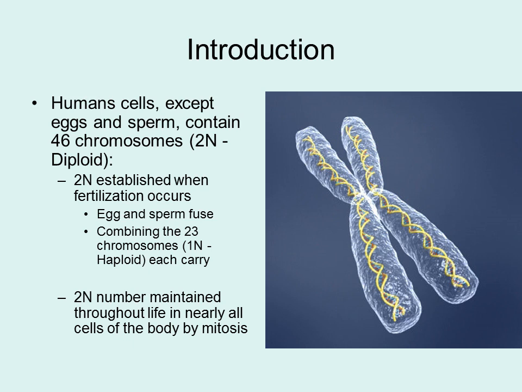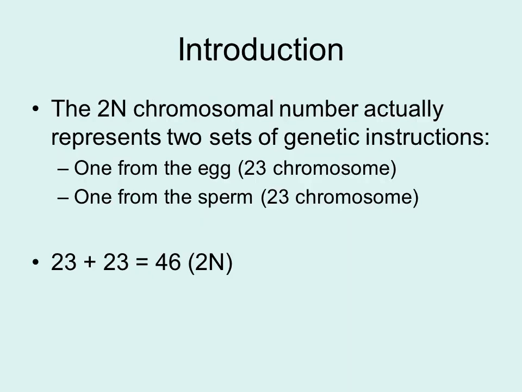When you only have one copy, it's referred to as haploid or 1N. When you have two copies, it's diploid or 2N. So all of the cells in your body are diploid except for the egg and the sperm. So with that diploid number, like I said, that means you have one chromosome set from mom, one chromosome set from dad.